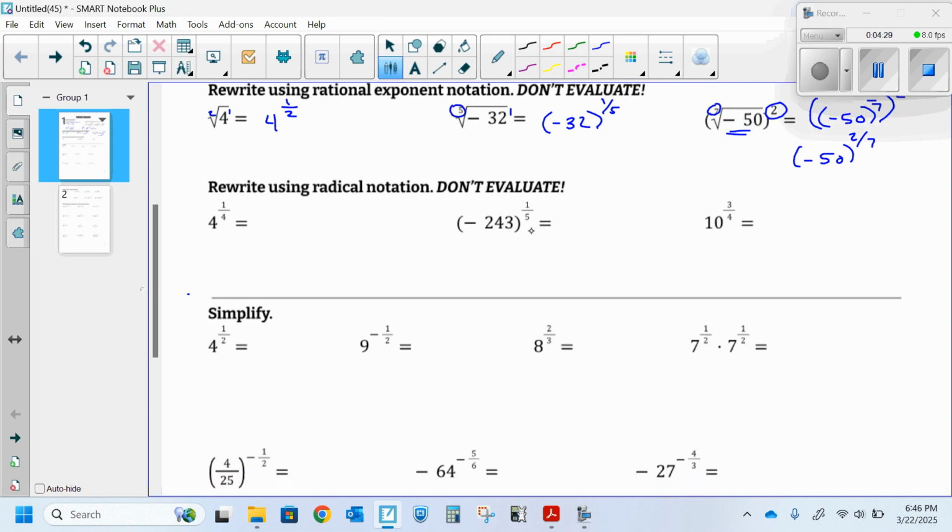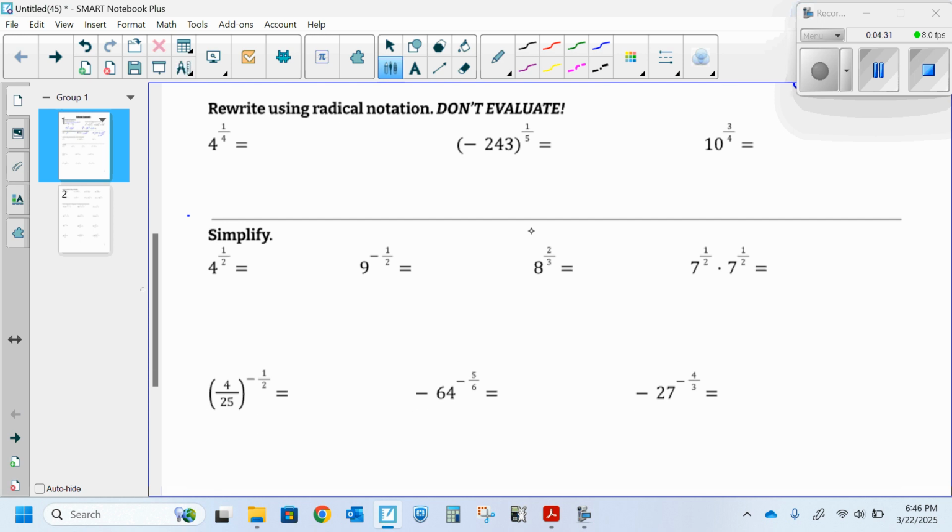Okay, here these are already in rational exponent form. We're going to change these to radical form. Do not simplify. 4 is your index. 4 is your base. 5 is your index. Negative 243 is your base. And the exponent is 1. You don't have to write 1 if you don't want to.